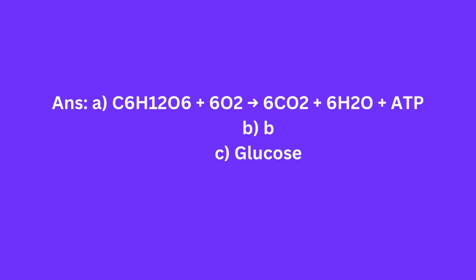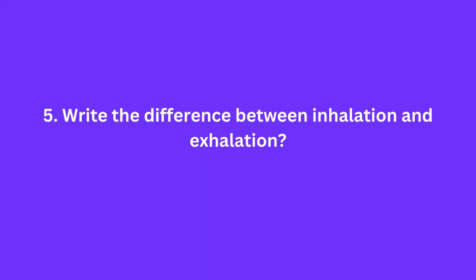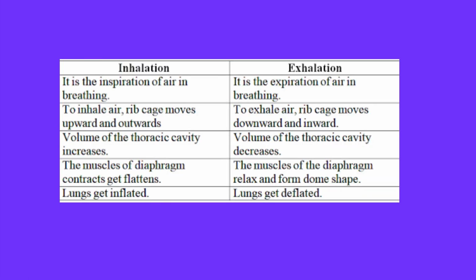Answer A. C6H12O6 + 6O2 → 6CO2 + 6H2O + ATP. Answer B. The row B shows the correct answer. Answer C. Glucose. 5. Write the difference between inhalation and exhalation. Answer. Here is a table of the difference.